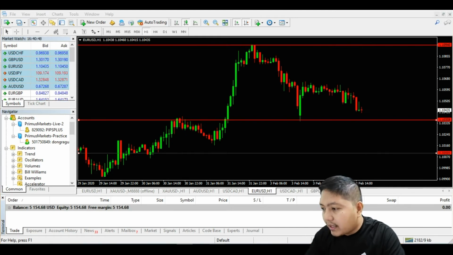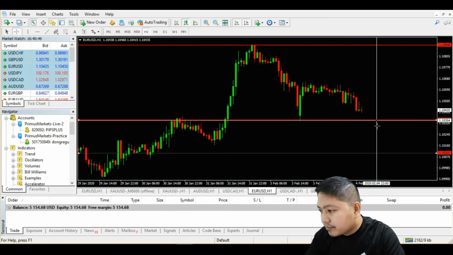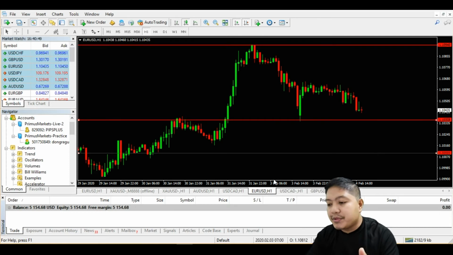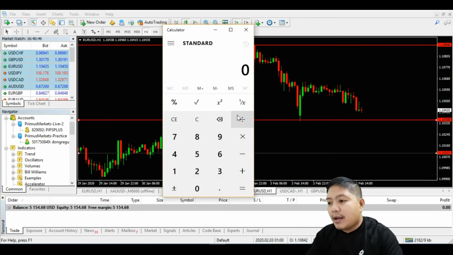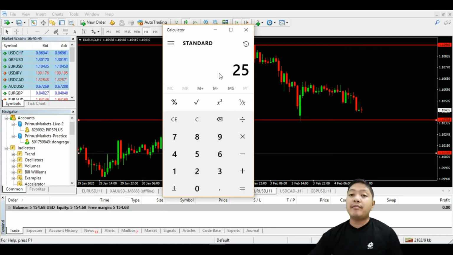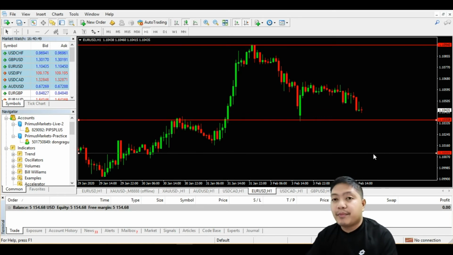So I will take a calculator here. 25 pips, and I am willing to lose about $25. So that is the $25. That means if I'm using 0.1 lot, one pip is equivalent to $1. This means $1 multiplied by 25 is equivalent to $25. So I'm going to lose about $25 on this particular trade, right?